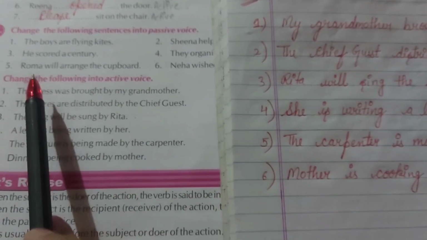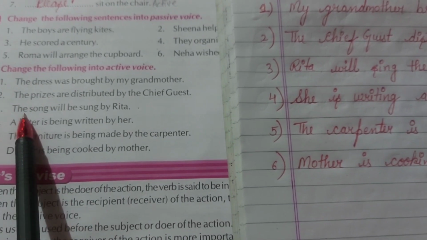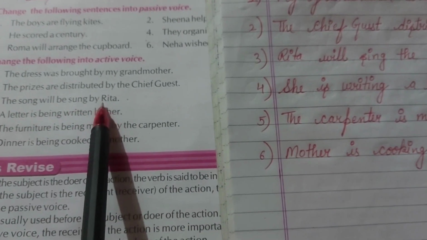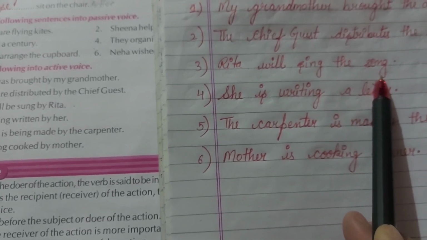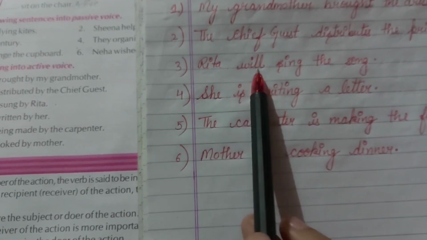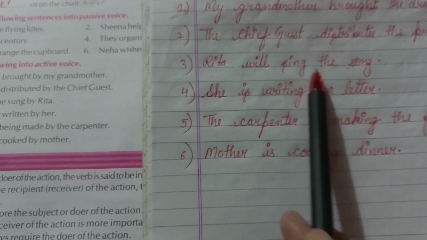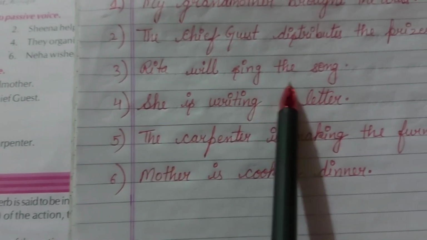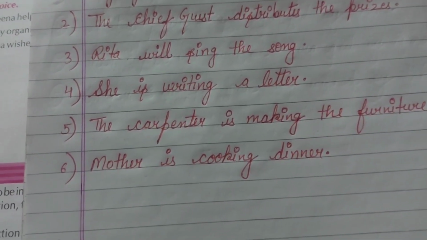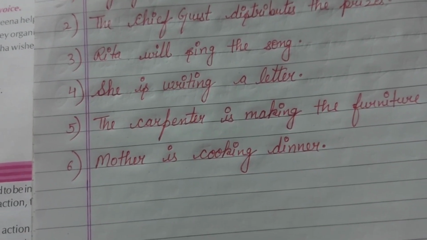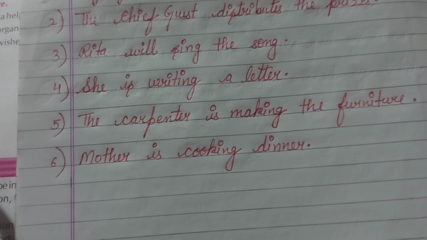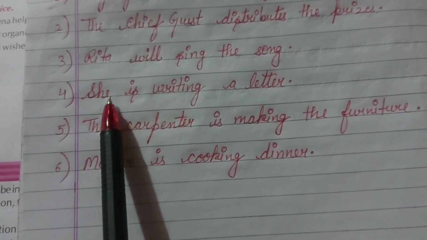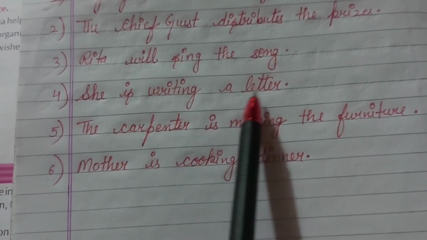Next is the song will be sung by Rita. So Rita will sing the song. "Will" carries only the first form of the verb. So Rita will sing the song. Next is a letter is being written by her. So "her" changes to "she". She is writing a letter.